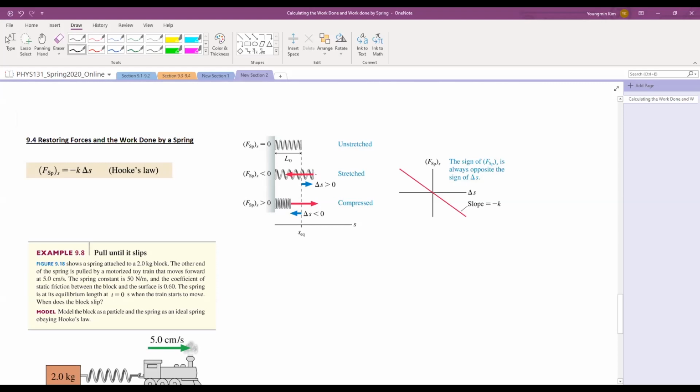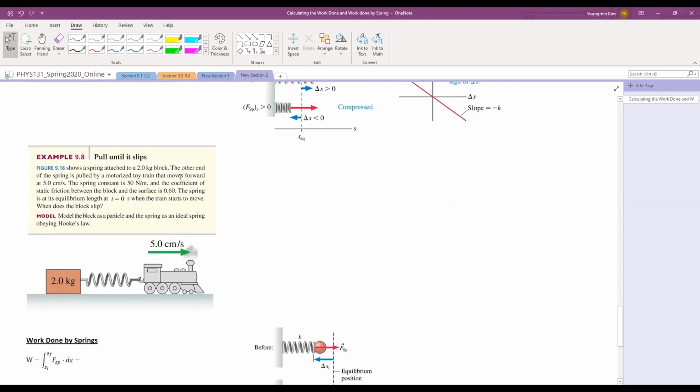Then the spring force wants to restore it back, so it's always opposite to the displacement. When you compress it, the displacement is negative, but the spring wants to push it out, so the force is always in the opposite direction of the displacement. So you can imagine that for the spring, the work done would be negative in general, because the force and the displacement are technically in opposite directions. So that is Hooke's law.